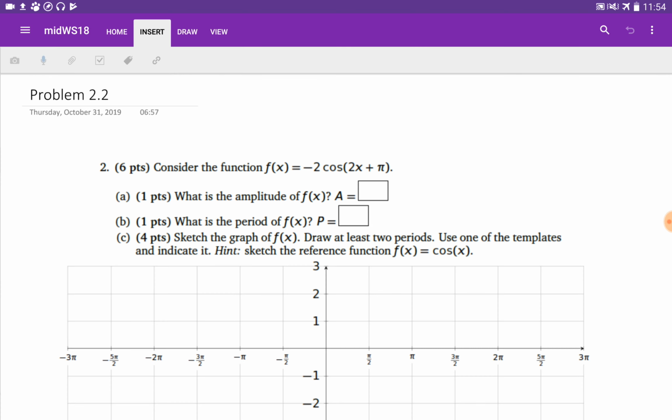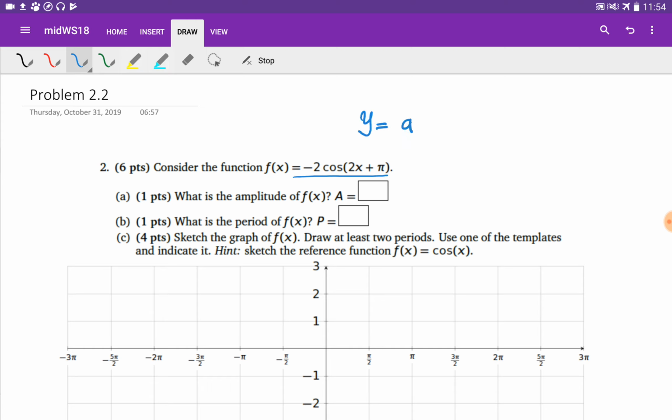In problem 3, we need to consider this function and try to sketch its graph. If you're given a function in the form of a multiplied by the cosine of bx plus c, we can find the amplitude, the period, and the phase shift using these 3 constants a, b, and c. The amplitude of this function is going to be the modulus of a. In our case, a is equal to minus 2, so the amplitude of this function is going to be the modulus of a, or simply 2. Modulus means the absolute value of a.